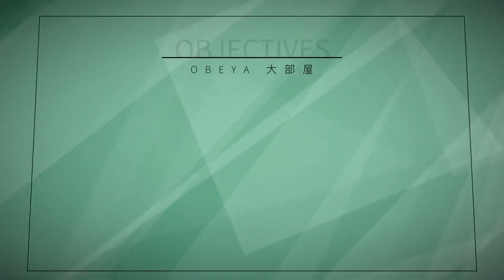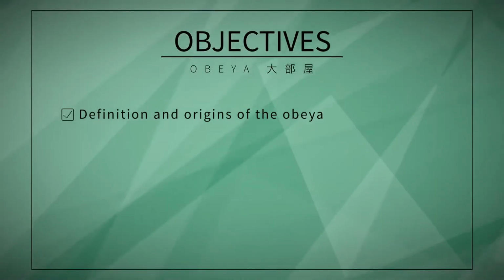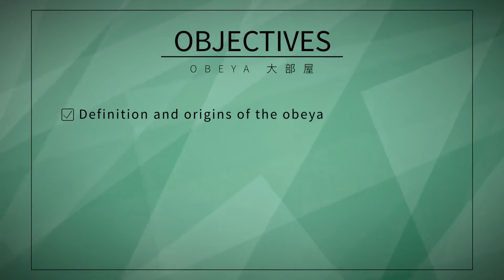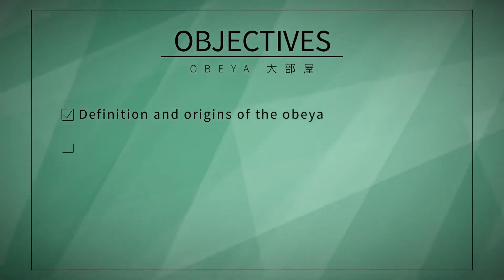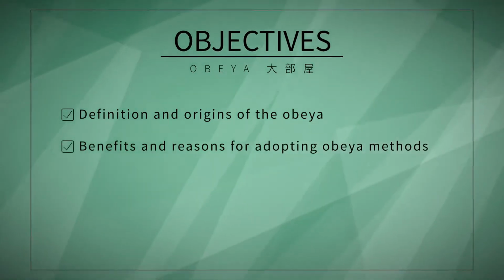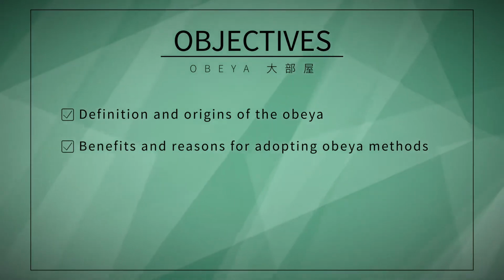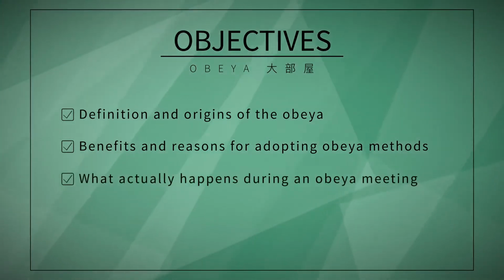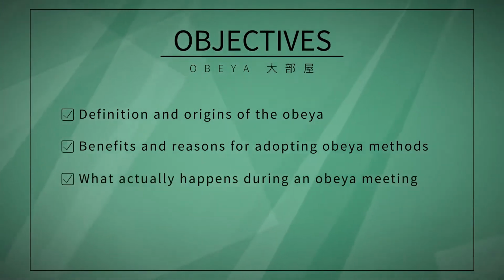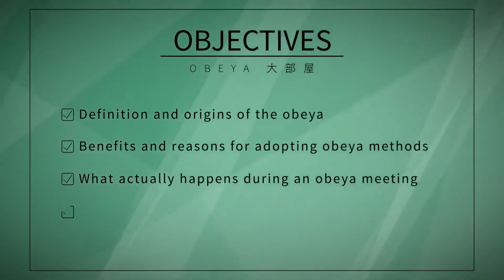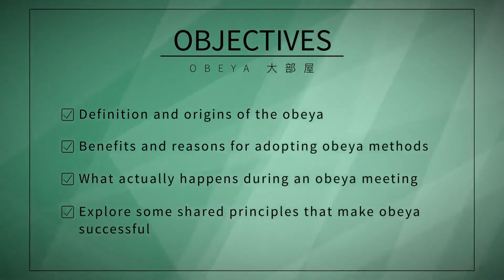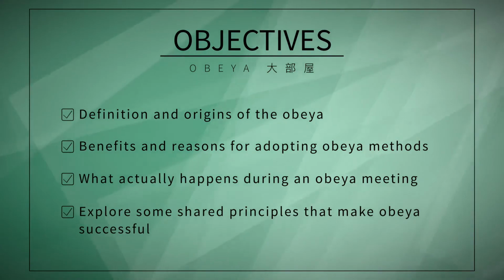Hi there, in this module we're going to introduce a visual management method known as the Obeya. Specifically, by the end of this module, you'll know what an Obeya is, including its origins. You'll also know the primary benefits and reasons for adopting Obeya methods. We'll then explore what actually happens during an Obeya meeting, and finally, we'll explore some shared principles that make Obeya successful.